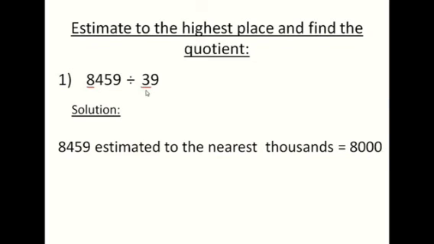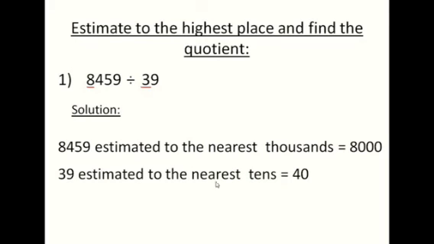Now look at 39. In the units place we can see 9. As it is more than 5, 1 will be added to 3 and 9 will be replaced with a 0. So 39 estimated to the nearest tens place is 40. I hope you are very much clear.